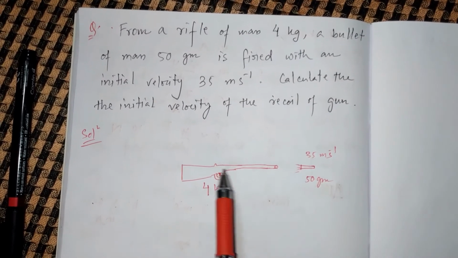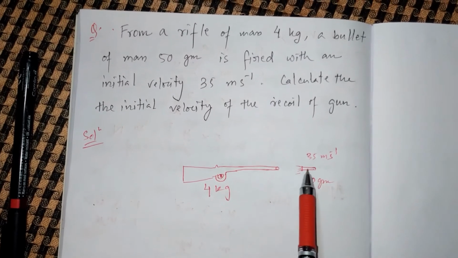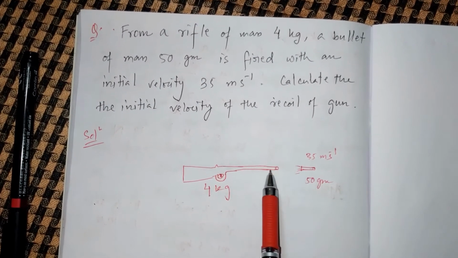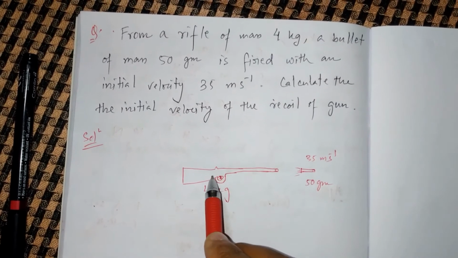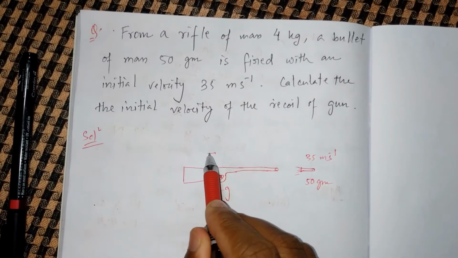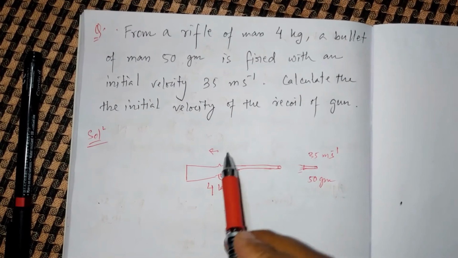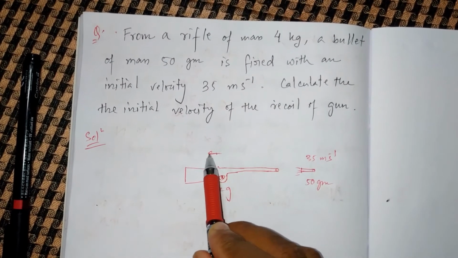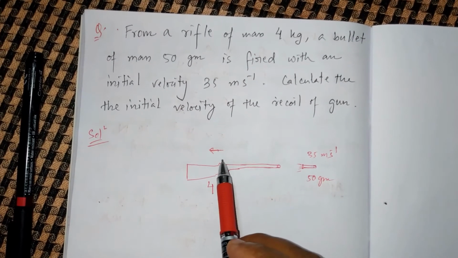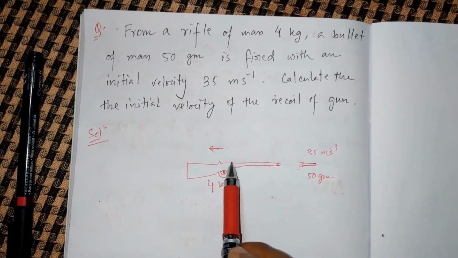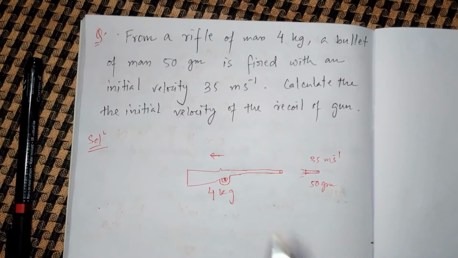So recoil means whenever this gun fires a bullet, some kind of force will be acting on the gun in the opposite direction, isn't it? On the rifle or gun, same thing. So this force will be called recoil. Okay, this force is recoil and the velocity by which it will move backward will be called recoil velocity. So let's see how this question can be solved.